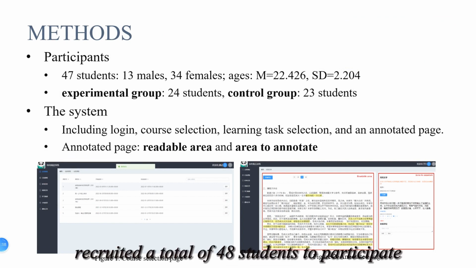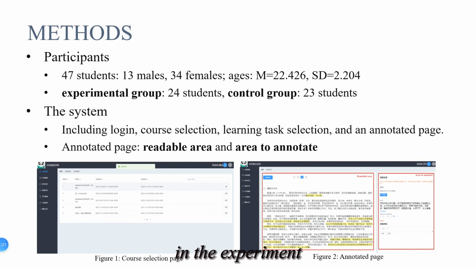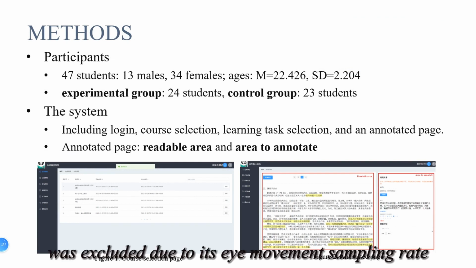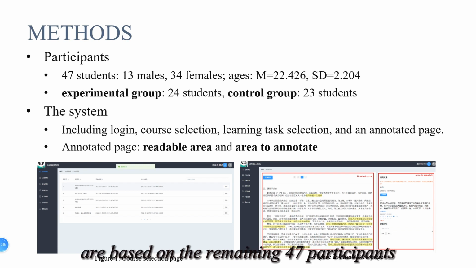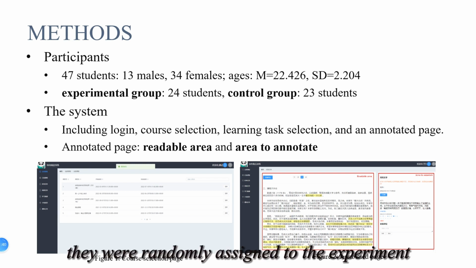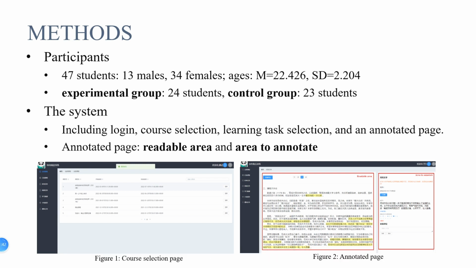We recruited a total of 48 students to participate in the experiment. However, one participant's sample was excluded due to its eye movement sampling rate being below 60%. The reported results are based on the remaining 47 participants. They were randomly assigned to the experimental group and the control group.